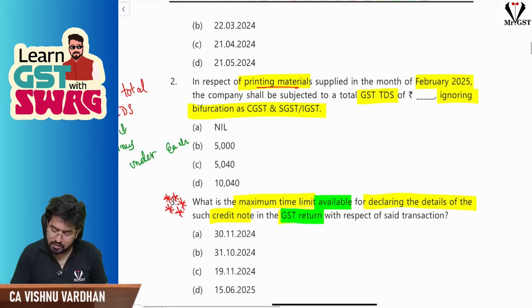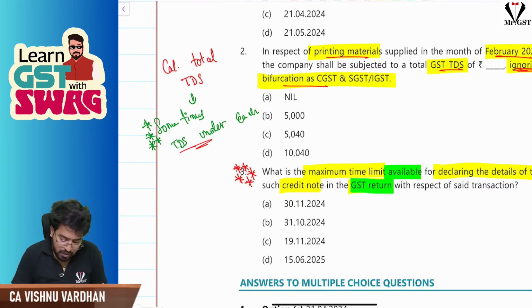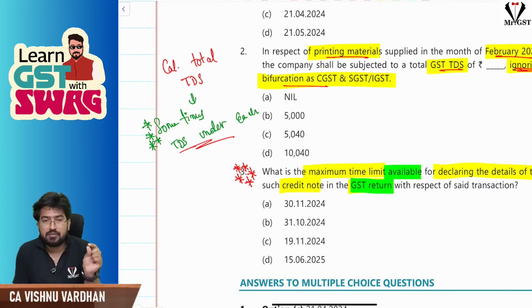Printing materials for Feb month, what is the GST TDS? Ignore the bifurcation of CGST. That means you should give the full amount. Sometimes in questions they will ask you, what is the TDS under each head? That means CGST, SGST, each head. Suppose if total TDS you have to deduct 10,000, CGST 5,000, SGST 5,000, it should be only 5,000 here answer. But here they are not asking each, they are asking total. So be careful with that.